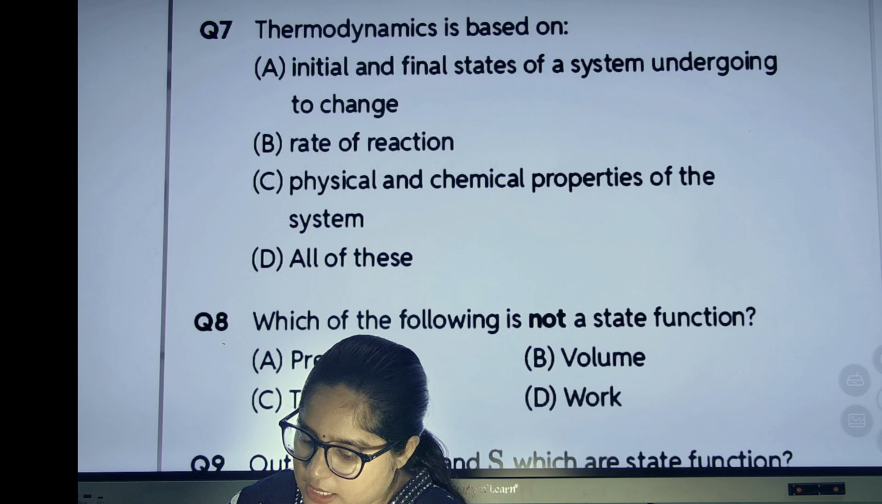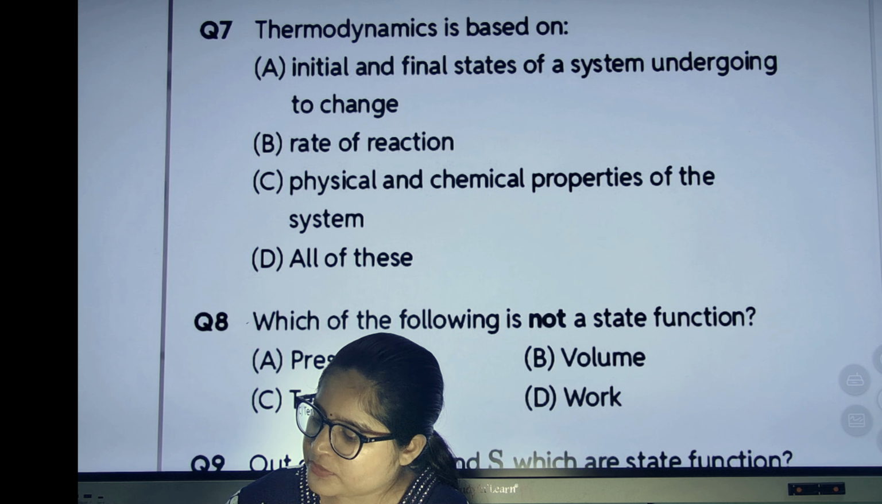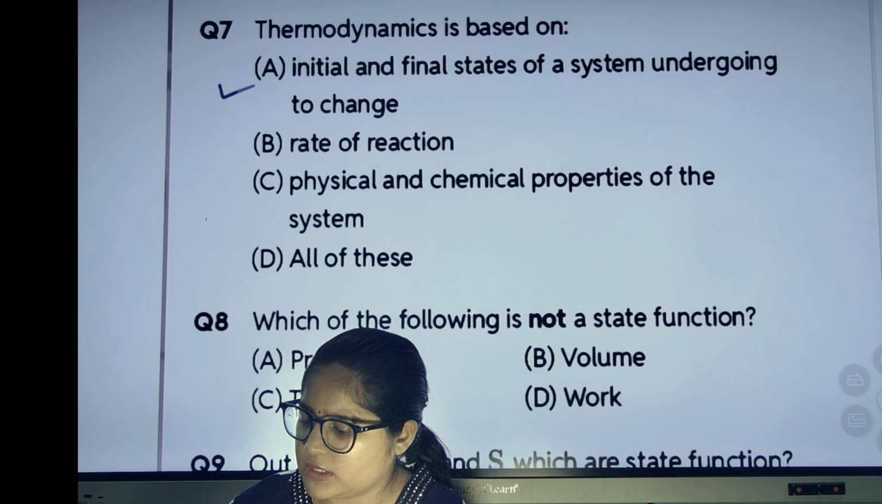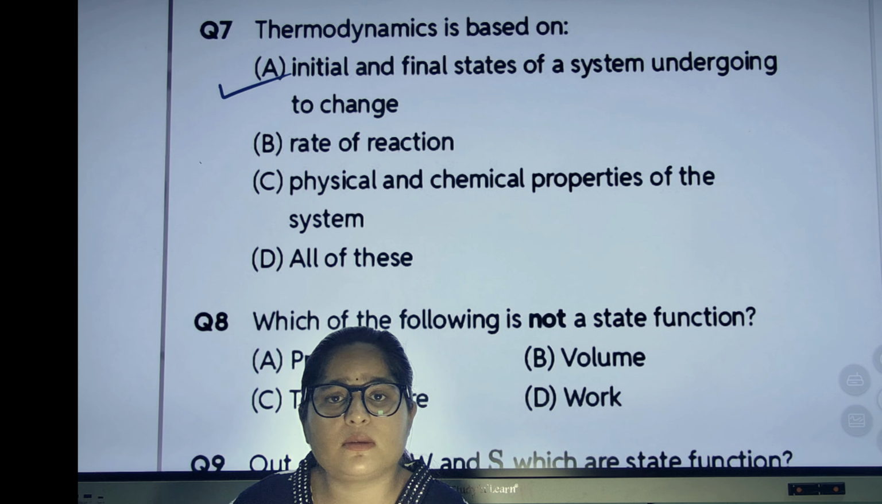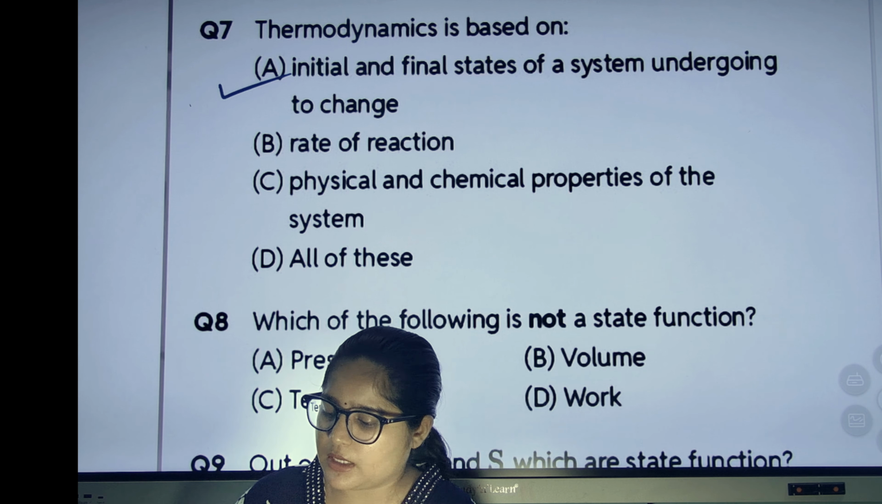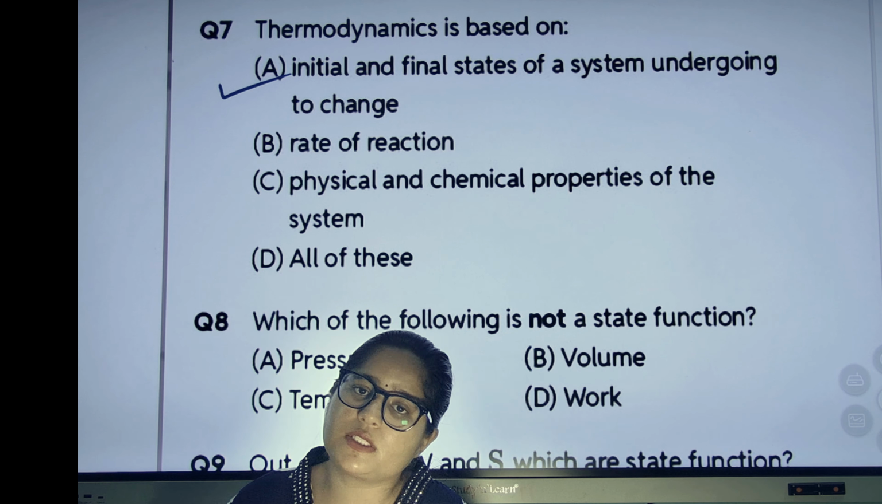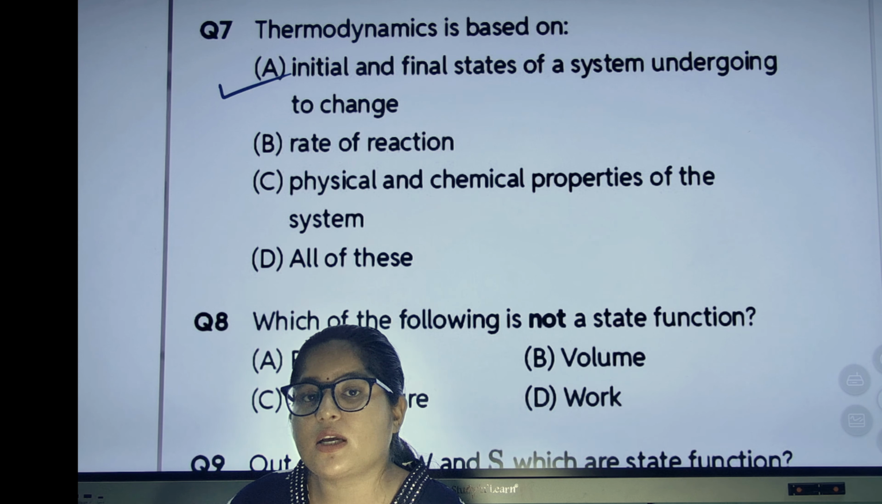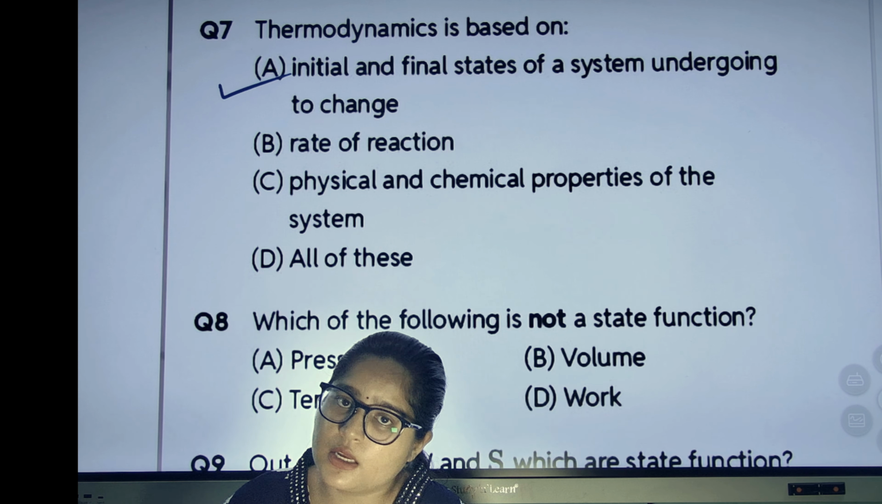Next, thermodynamics is based on the initial and final state of a system undergoing a change. Yeah, the rate of reaction means chemical kinetics. Physical chemical properties alone do not decide it, right? So it depends on the initial and final state of a system.